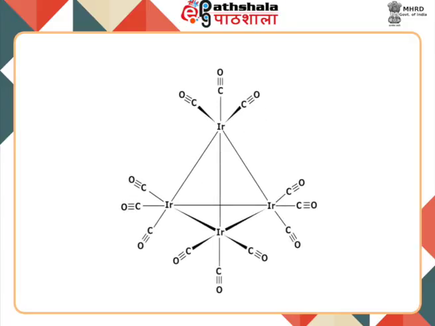Tetrarhodium dodecacarbonyl has a structure similar to that of tetracobalt dodecacarbonyl, but tetrairidium dodecacarbonyl has a different structure. 4 iridium atoms are present at the corners of a regular tetrahedron, where each iridium atom is attached to 3 terminal carbonyl groups and 3 other iridium atoms, but no bridging carbonyl groups. The structure of the complex is shown here. We can see that the coordination number of each iridium atom in the complex is 6.